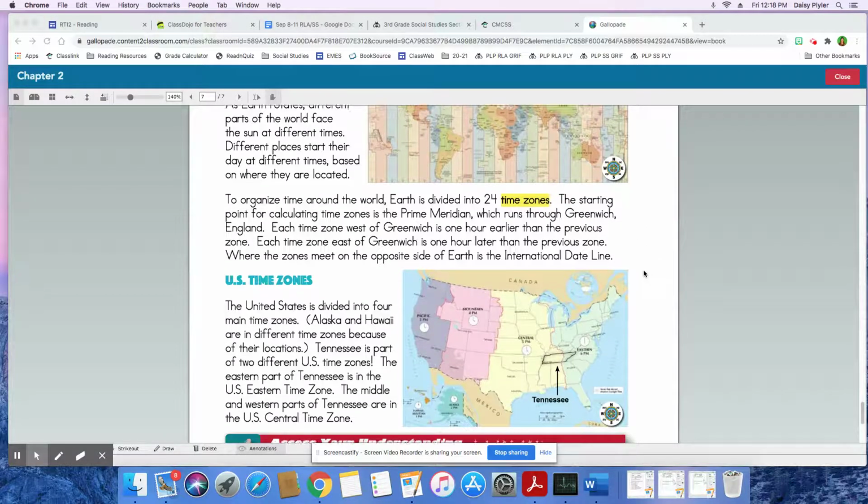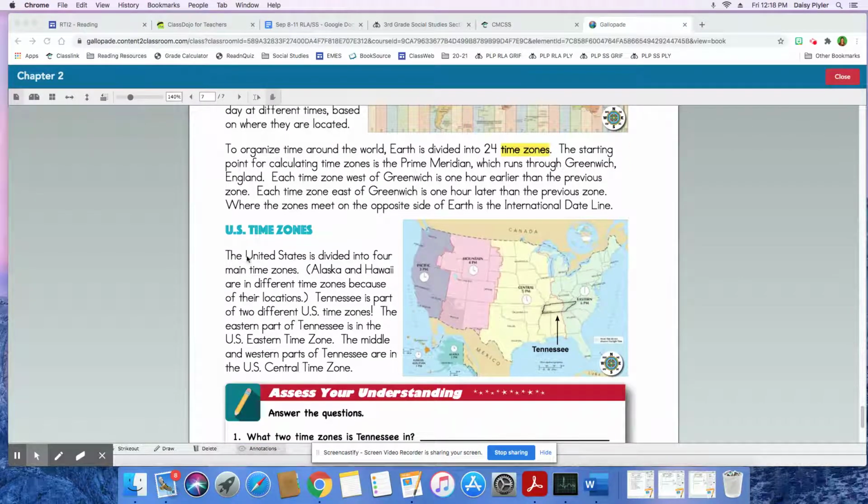So let's talk about the United States time zones. The United States is divided into 4 main time zones. Alaska and Hawaii are in different time zones because of their locations, because Alaska is way over here and Hawaii is way over here. Tennessee is part of 2 different U.S. time zones. As you can see right here, it's kind of stuck between 2.